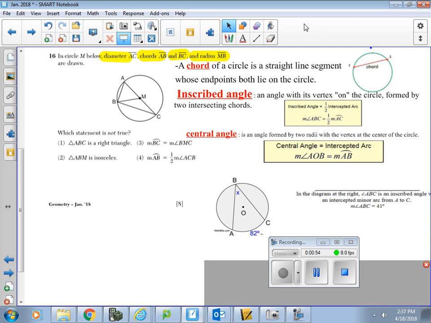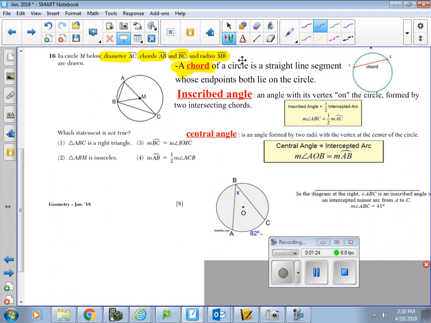And I always tell my students, when you're looking at a question, look at the vocabulary. What does it mean? What does it tell you? All right? So a couple things I want you to write down. First of all, what is a chord? Well, here's a chord. So if you're in my class and you want your extra credit, you need to write down these definitions. So a chord of a circle is a straight line segment whose endpoints lie on the circle, whose endpoints both lie on the circle.